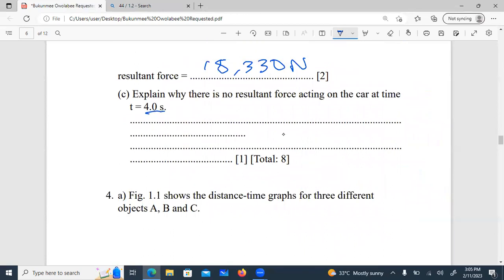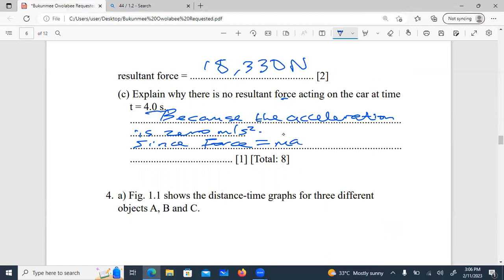So explain why there's no resultant force. Why? Because the acceleration is 0 meters per second squared. Since your resultant force equals mass times acceleration, hence our force is equal to 0. When acceleration is 0, by the time you multiply mass by 0, you get 0. Hence, the resultant force is 0.